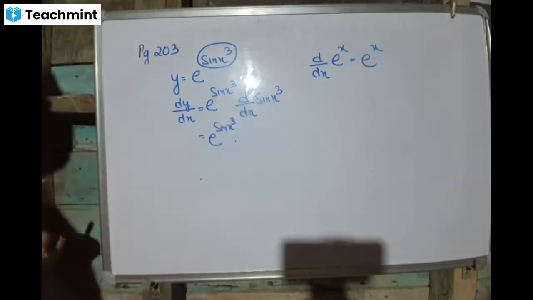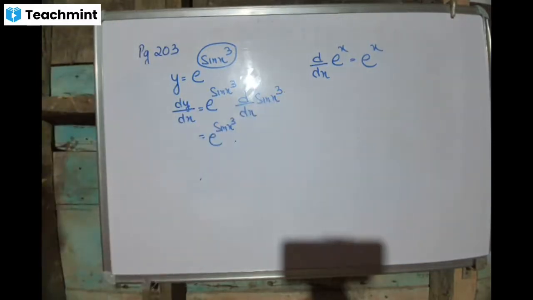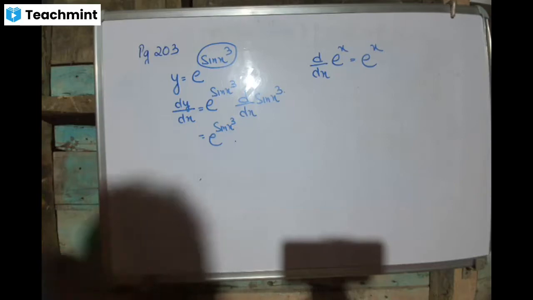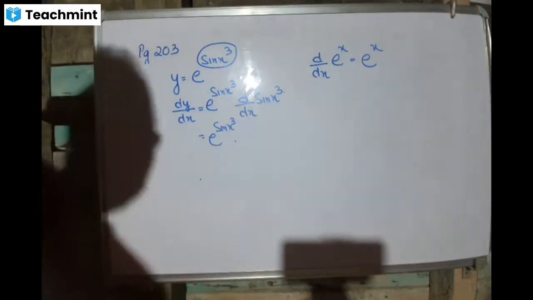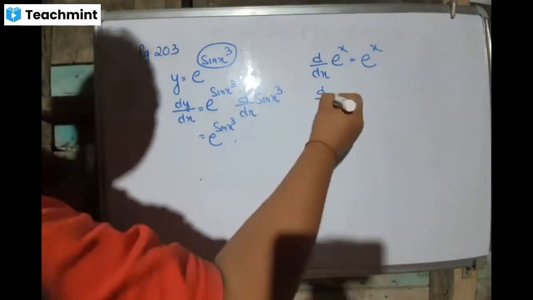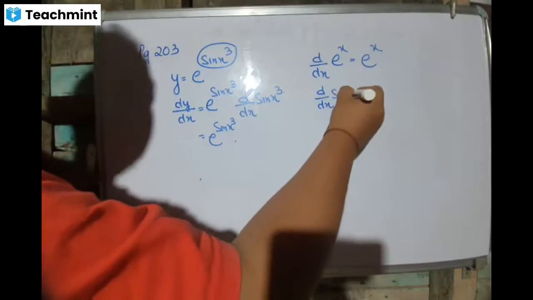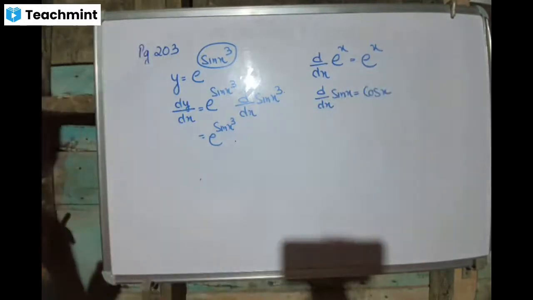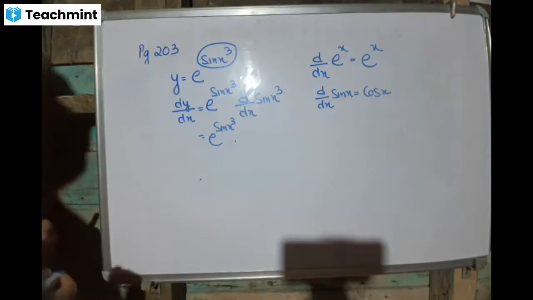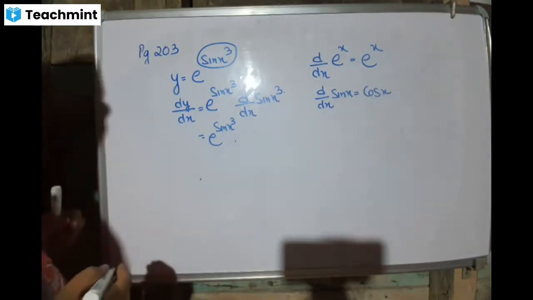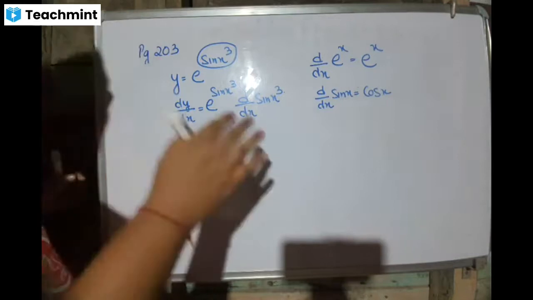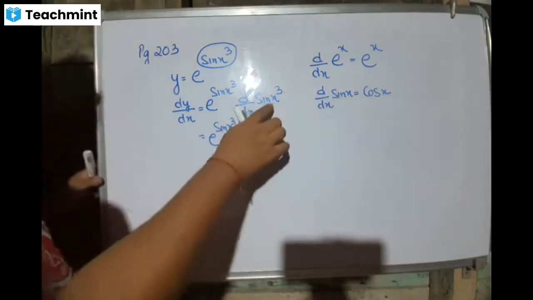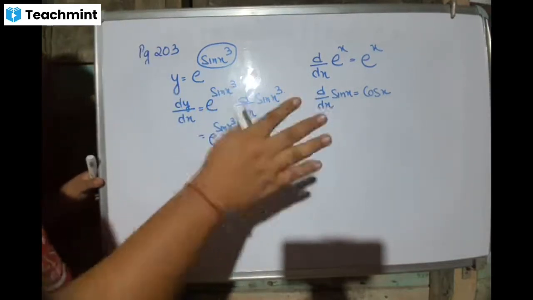Now it's time to differentiate this. Ask yourself the same question: do I know the derivative of sine x cube? Formula number 6 says differentiation of sine x is cos x. This is formula number 6. Just compare this. In order to use the formula, the angle that has to be with sine is x, but this is x cube. So there's no formula for this.